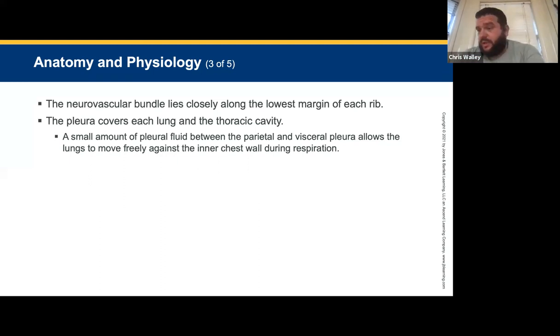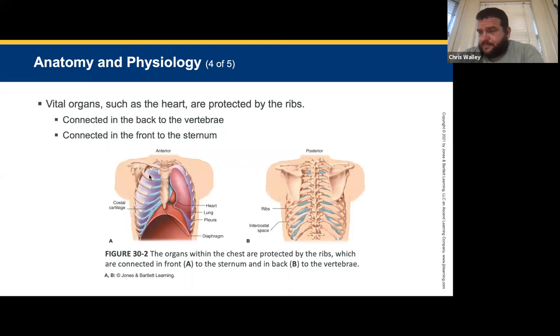So let me show you right here on this part. This is where they're talking about that bundle of nerves and blood vessels coming through. That's the reason why, if you've ever seen them decompress the chest, the needle goes between the second and third intercostal, on top of the third rib. I'm not going to poke on the bottom of number two because we know those veins are already running there.